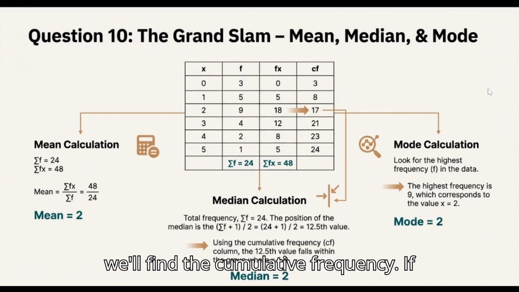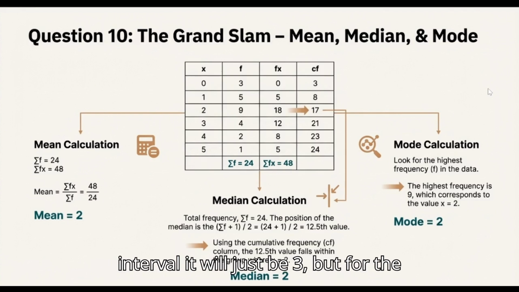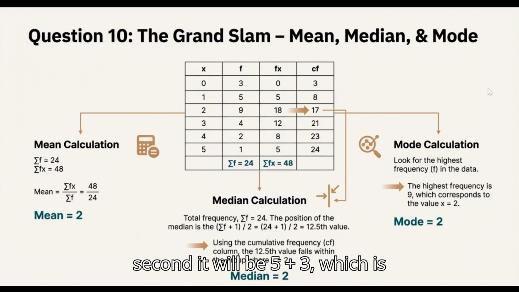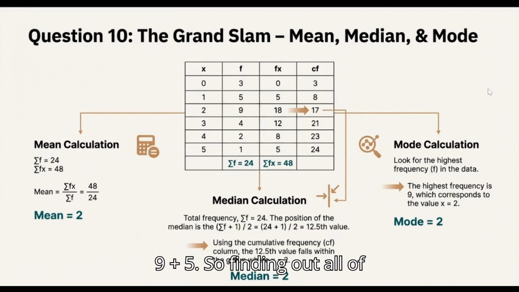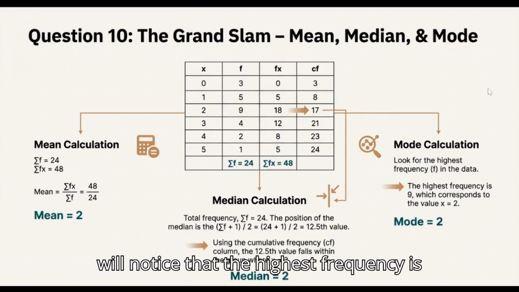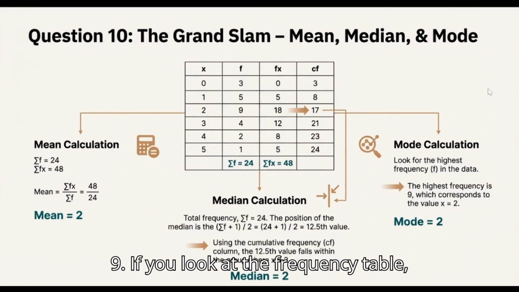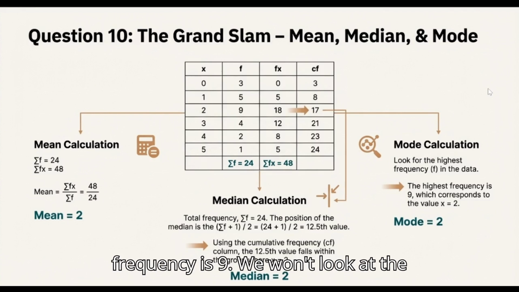Now we find the cumulative frequency. If you notice that for the first class interval it will just be 3, but for the second it will be 5 plus 3, which is 8. Then for the third class it will be 9 plus 5. So finding out all of the cumulative frequency of the table, we will notice that the highest frequency is 9. If you look at the frequency table, the class interval with the highest frequency is 9. We won't look at the cumulative frequency.